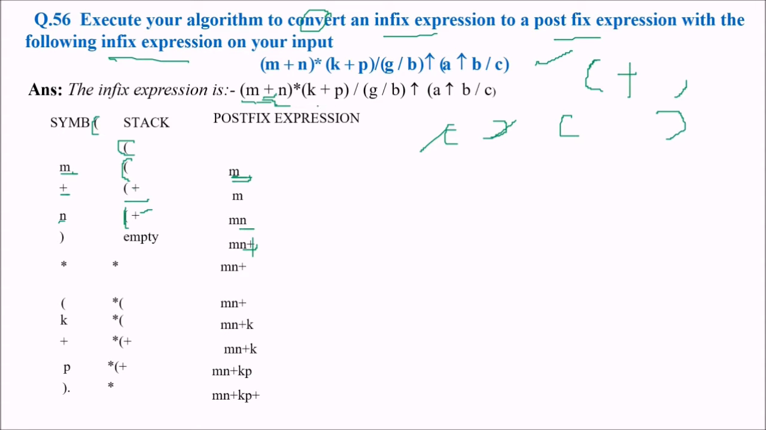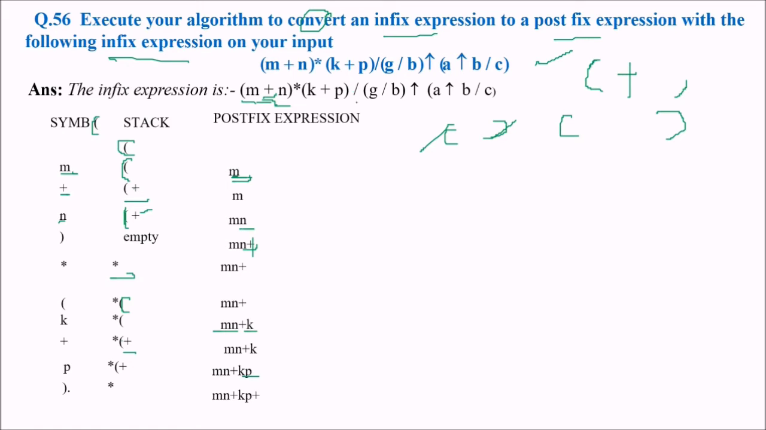Next is into. Next into has come. You are aware what we are going to do. This into needs to be placed on the stack. Then the round bracket has come, so let us place the round bracket after this into. Then k has come. Whenever a variable comes, we will not place it on the stack, but we'll place it in the postfix expression. So we'll place k. Now plus has come. We'll place it on the stack, waiting for the ending round bracket. Next is p, which will be placed in the postfix expression.